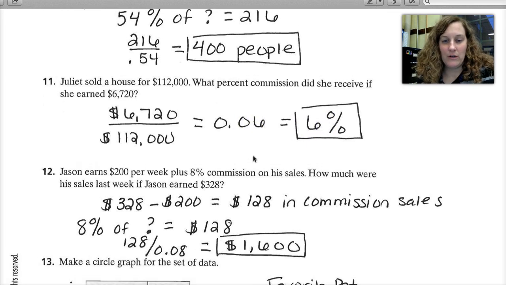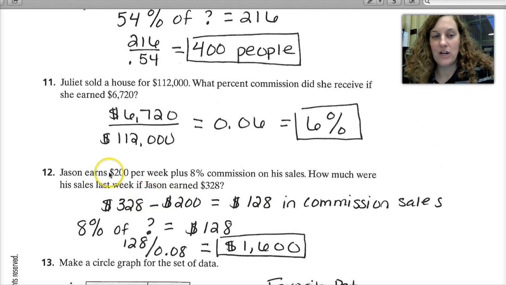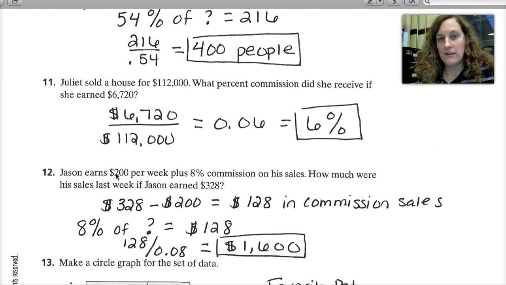This one was a little bit trickier because you just had to pay attention to what they were saying in the sentence. Jason earns $200 per week plus 8% commission on his sales. How much were his sales last week if Jason earned $328? What you need to pay attention to here is that he makes $200 a week no matter what, and the rest is commission. So you have to take that $328, subtract out the $200, and that'll give you how much he had in just commission sales, not his regular salary. It's $128 in commission sales.